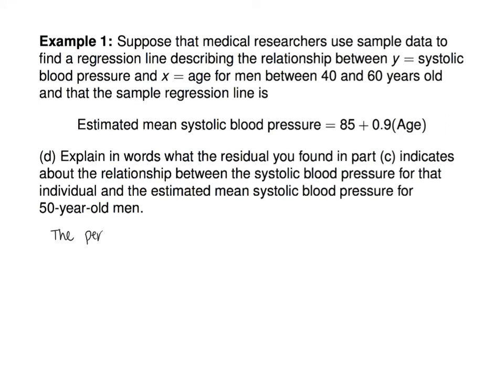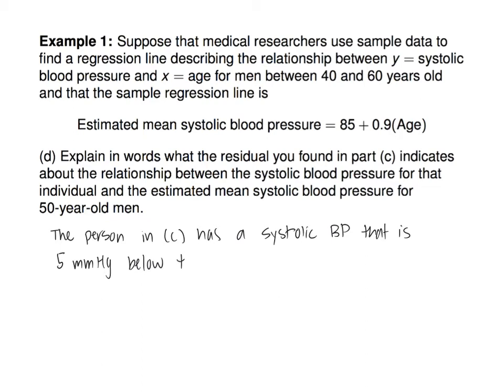So the person in part C has a systolic blood pressure that is 5 millimeters of mercury below the average.